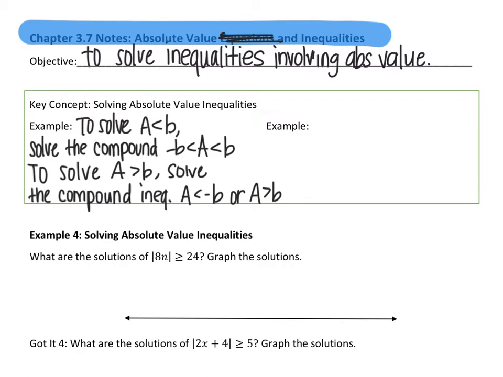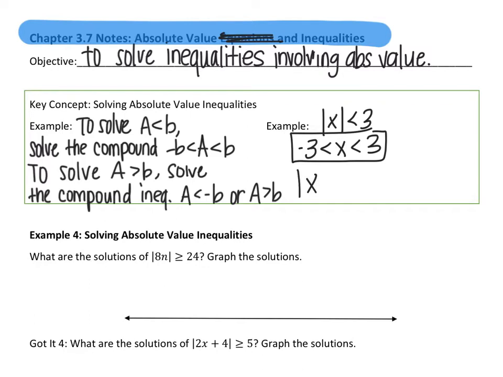For example, if you have the inequality absolute value of x is less than 3, you are going to set up the inequality negative 3 less than x less than positive 3. And that's actually all you have to do for that one. If you had the inequality absolute value of x is greater than 3, that would be x is less than negative 3 or x is greater than 3.